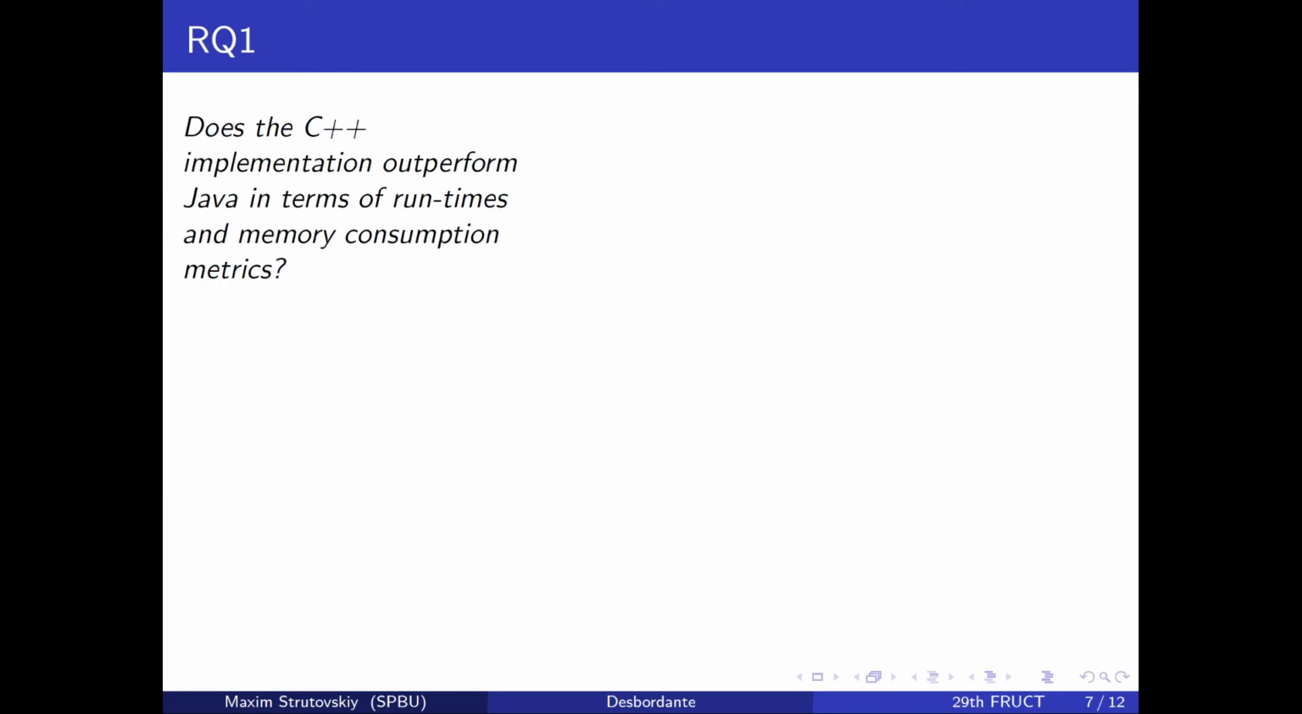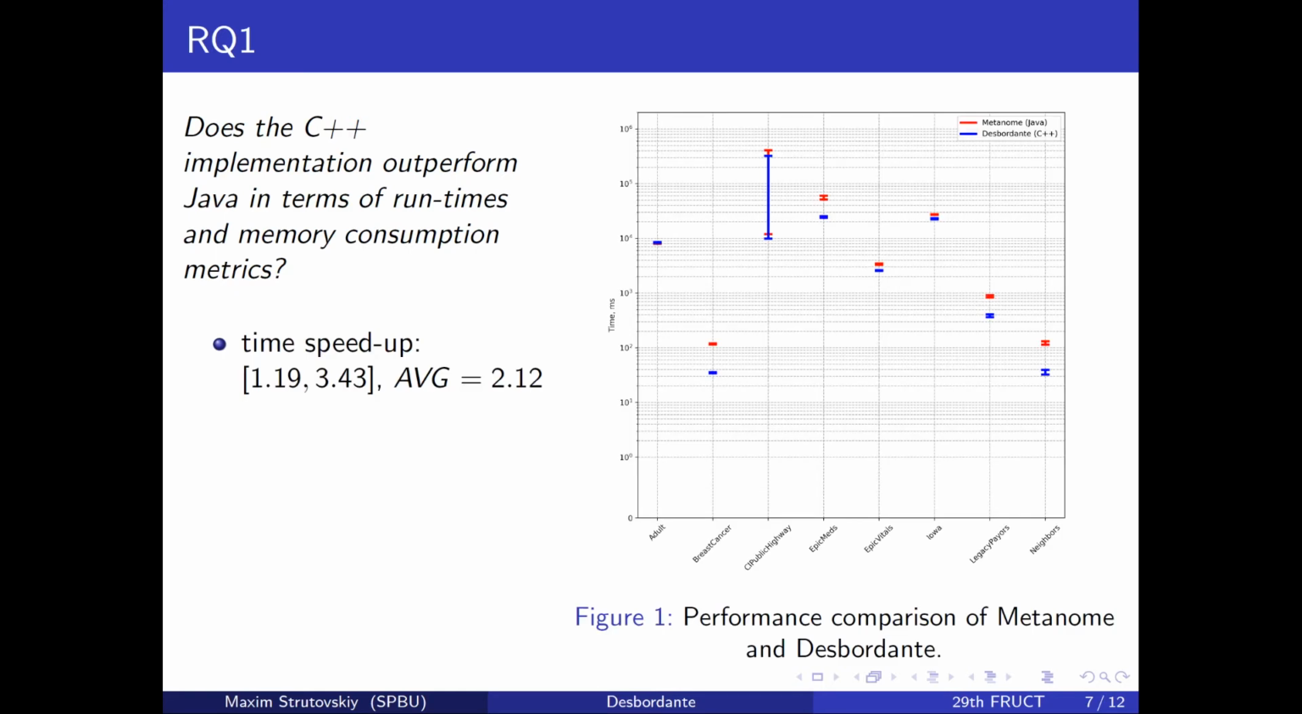Our first group of experiments aims to show that the C++ implementation outperforms the Java one in terms of runtimes and memory consumption metrics. We have evaluated and compared out-of-the-box performance of Metanome and Desbordante. The runtime results are shown on the plot. Note the logarithmic y-axis.